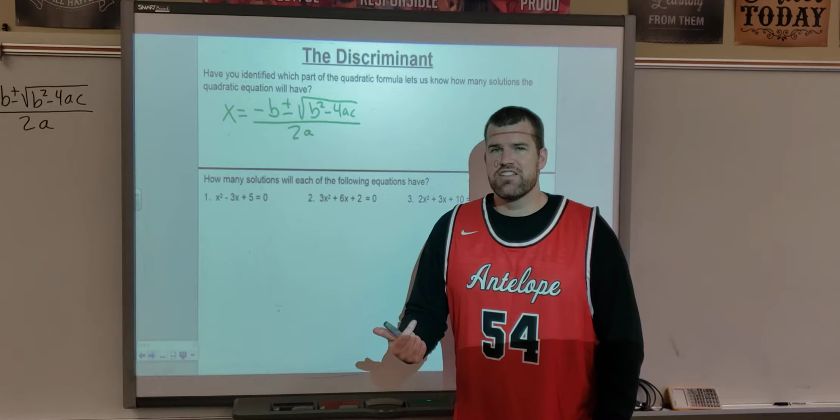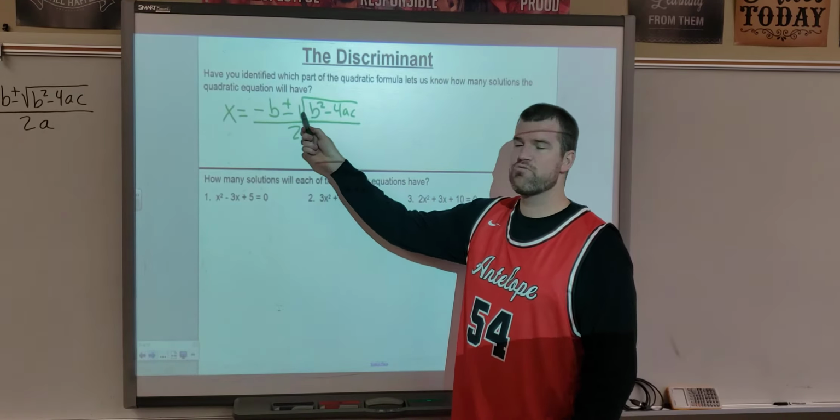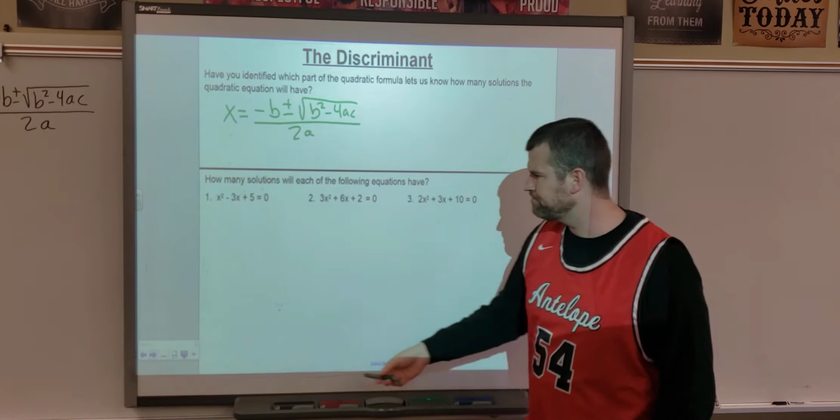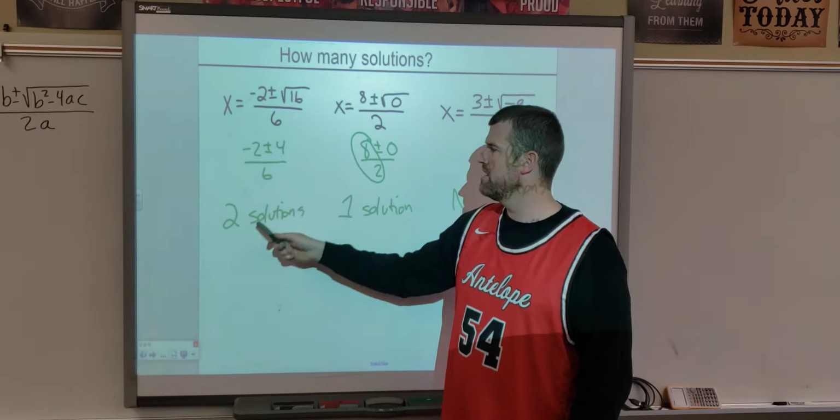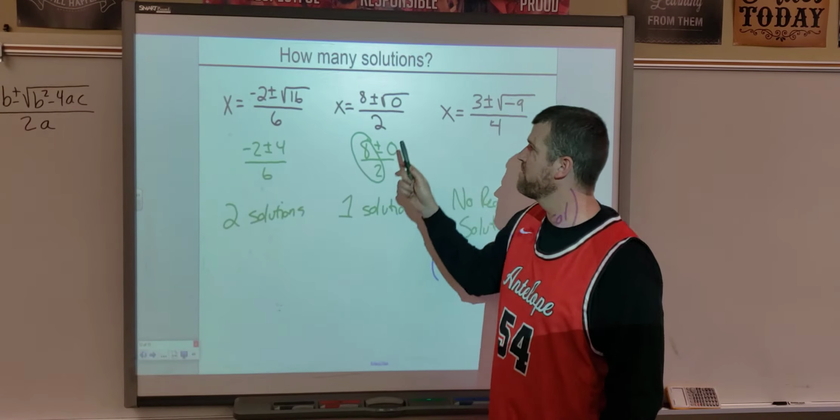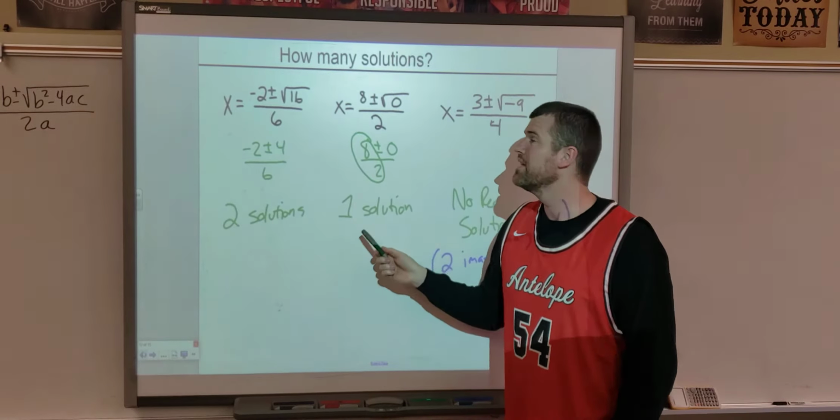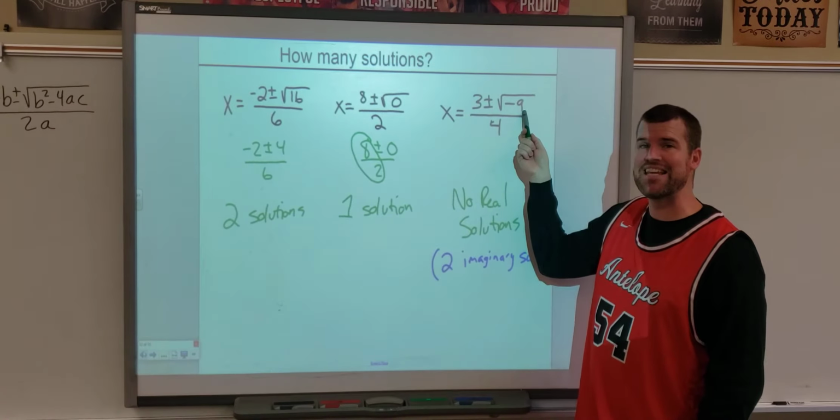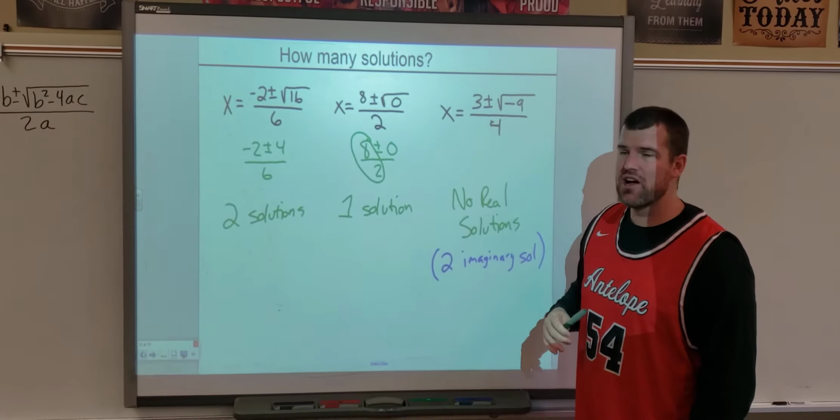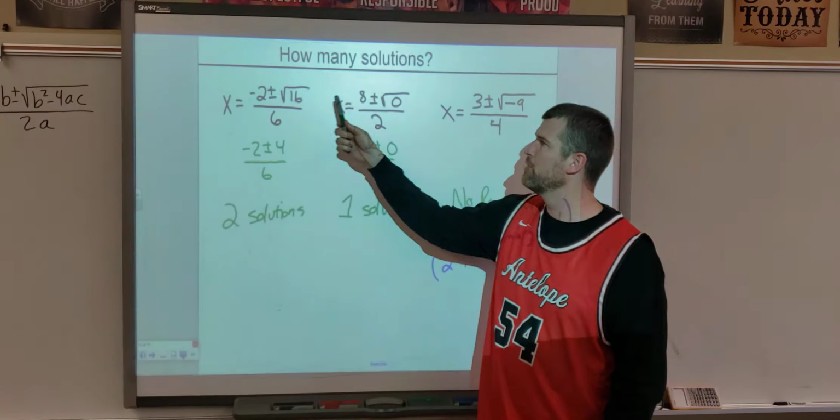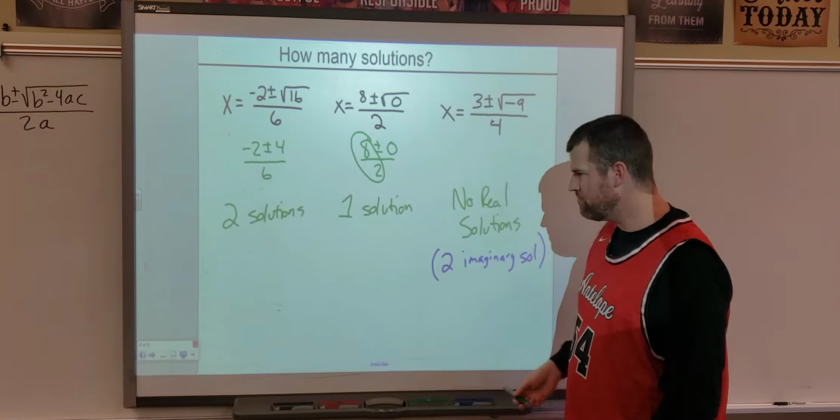The part that helped us determine the number of solutions is the square root, right? If I go back, if our square root is positive, we get 2 solutions. If our square root is a 0, we just get 1 solution. And if our square root is negative, we get no real solutions. So it doesn't matter what else is going on in the problem. If we can look in the square root, we can automatically tell how many solutions the problem will have.